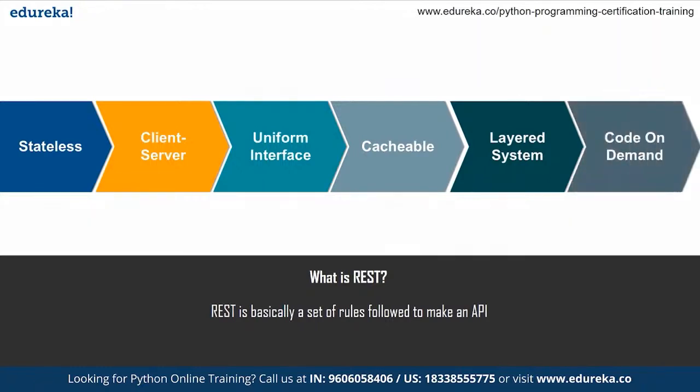Last, we have code on demand. So this is an optional constraint and is used the least. It permits a client's code or applets to be downloaded and to be used within the application. And in essence, it simplifies the clients by creating a smart application which doesn't rely on its own architecture.